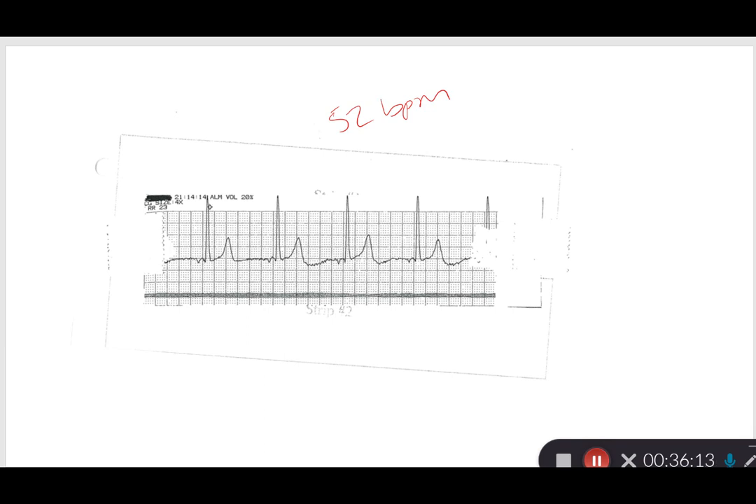My QRSs are narrow. My P waves are inverted. So we can see that the P wave is dipping down instead of the right way, which would be upright. So that's going to tell me that it's junctional. Now I need to figure out what type of junctional. Since it's 52, that's the normal intrinsic rate of the AV node, so this is just junctional escape.